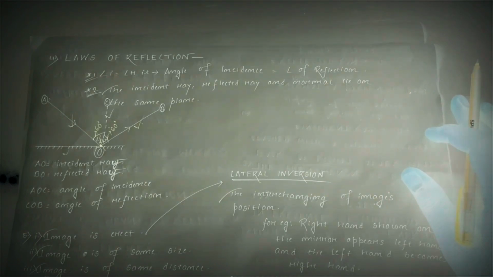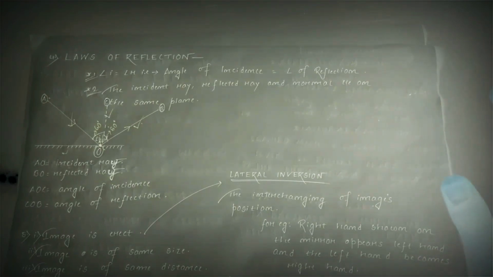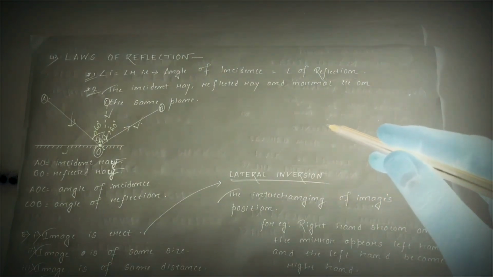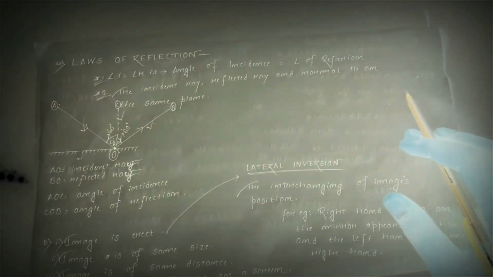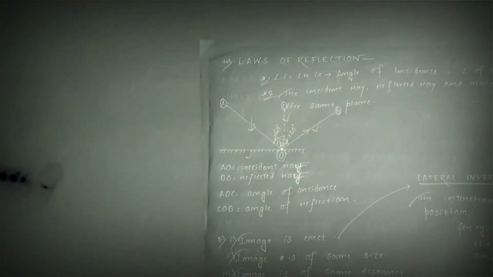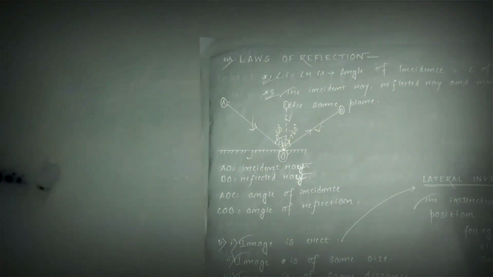This is the first rule, and the second rule is that the incident ray, the reflected ray and the normal all lie on the same plane. This means that the incident ray, the reflected ray and the normal, which is a perpendicular line, will all be on the same plane. Now with the help of this diagram, let's clarify all the doubts that you have regarding these topics.